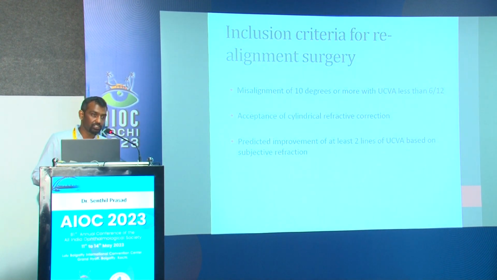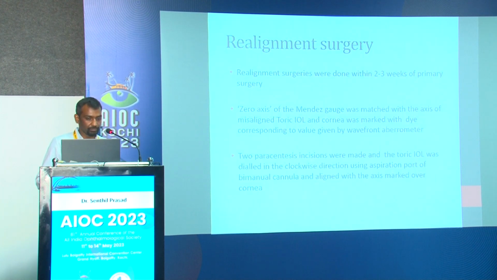So we included patients who either have more than 10 degrees of misalignment or patients with uncorrected visual acuity of 6/12 or less, and then they accept cylindrical correction in subjective refraction, and then we predict at least 2 lines of improvement in Snellen uncorrected visual acuity. So all realignment surgeries were done within 2 to 3 weeks of primary surgery.